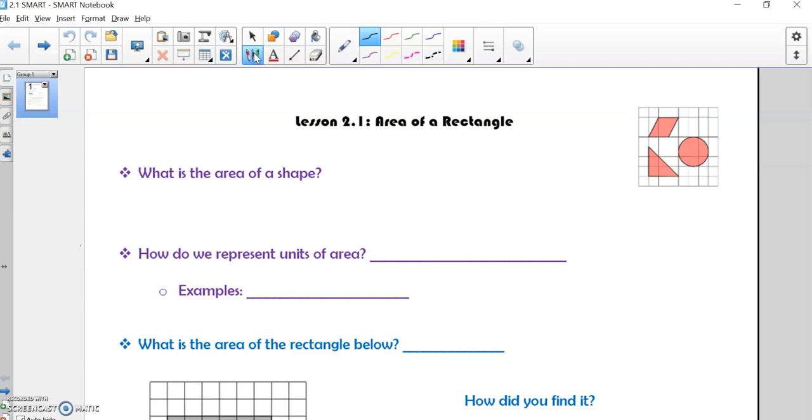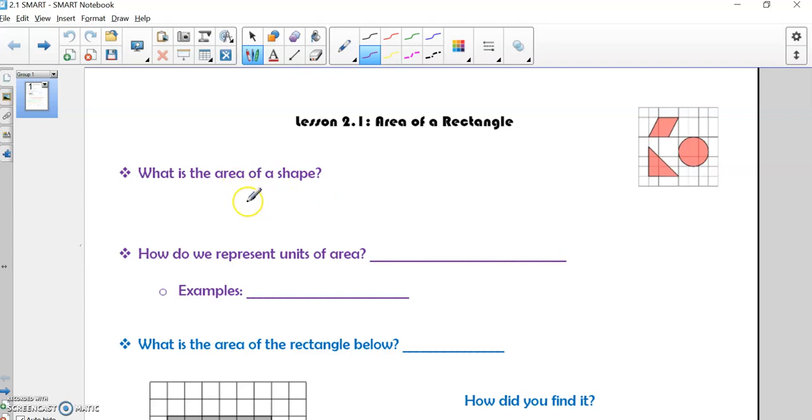Hey guys, so we are going to start our next unit or topic, and it is going to be based on area and perimeter and all that fun stuff. A lot of this is probably review for you guys, which is a good thing. We're going to start with area of a rectangle, and then we'll build off of that eventually. But for starters, what is the area of a shape?